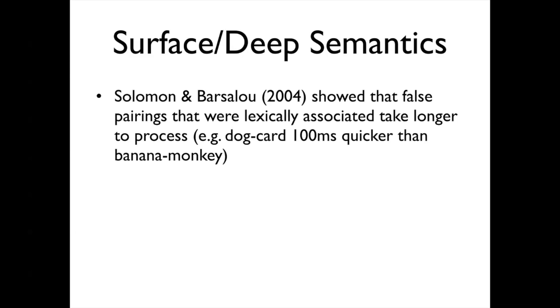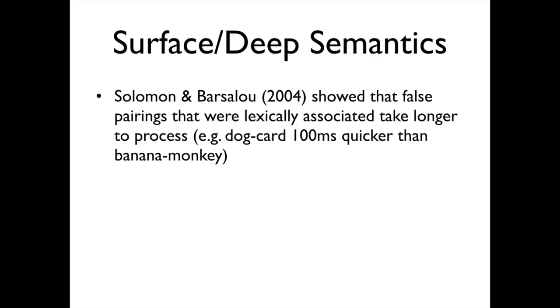For instance, we can look at a series of experiments that Solomon and Barsalou did quite a while ago that showed if you take different kinds of lexical pairings and present them to people, they can process some of them very quickly and some of them much more slowly. Imagine you're in a task where somebody says, I'm going to give you two words, and you have to tell me if the second word is a feature of the first word. If I say dog card, you'll probably say no, because dog and card have nothing to do with one another. But interestingly, if I say banana monkey, you will also say no, but it will take you a lot longer.